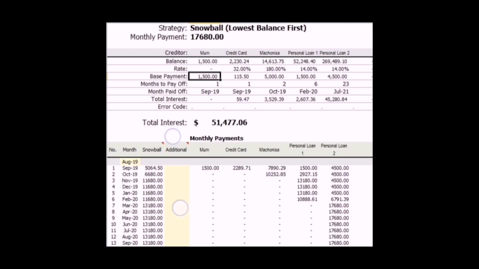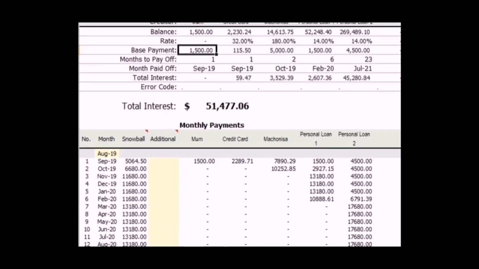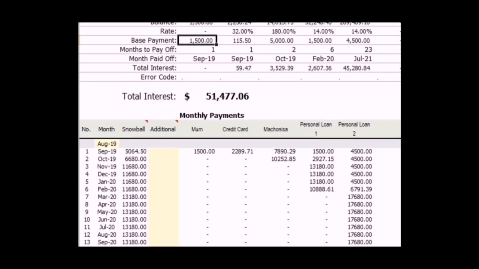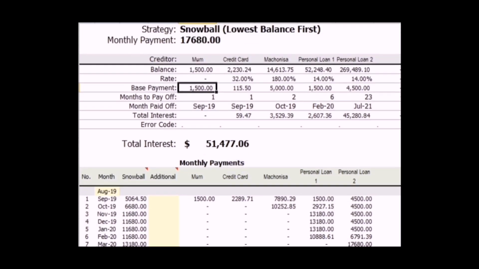When the personal loan number 1 was paid off, this is now the snowball getting bigger and bigger. So the entire 17,680, I had it now, and I paid it towards the remaining debt, which is my personal loan number 2. You can see on the table here that it shows I took 23 months to pay off the last personal loan. But I actually took 17 months, because what happened is I paid off my debt on the 30th of December 2020, not July 2021. That is when I made the last installment.